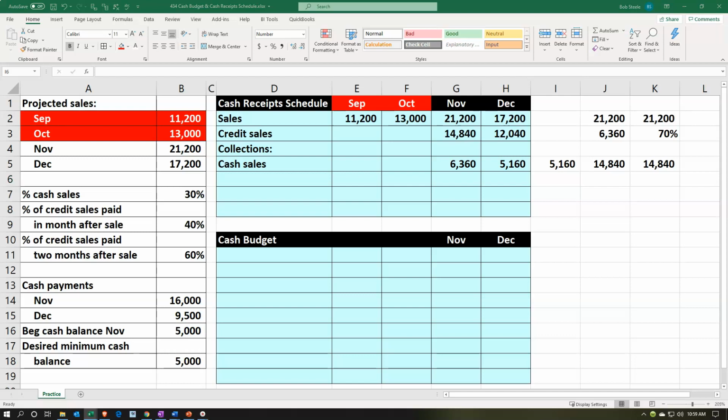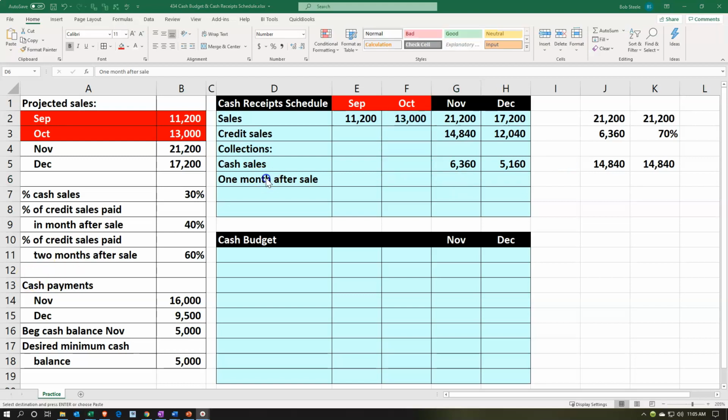Then we have 1 month after the sales. So collections, these are credit sales that are collected 1 month after the sale took place. This is the reason we need September and October. We're looking 1 month back, that being October, when we're focusing in on the November number. So now I'm going to be picking up October.